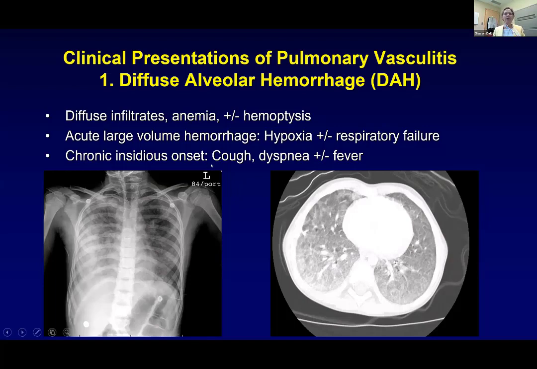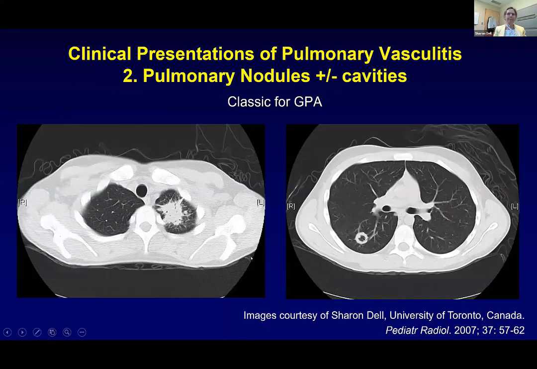Sometimes these kids have large volume hemorrhage all of a sudden, and if they do, then they'll present with hypoxia and respiratory failure. Sometimes you'll find them in the ICU. You'll be consulted for a clinical picture of ARDS, and that clinical picture may actually be due to diffuse alveolar hemorrhage. And sometimes you'll see these kids having a very chronic, insidious onset with cough, dyspnea, and they may or may not have fever. But they may not be overwhelmingly sick when you first meet them.